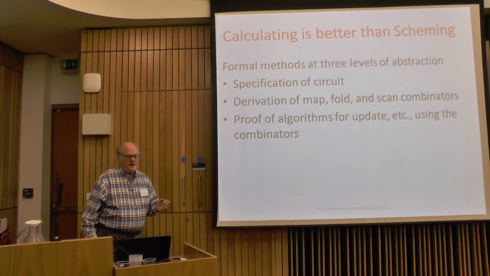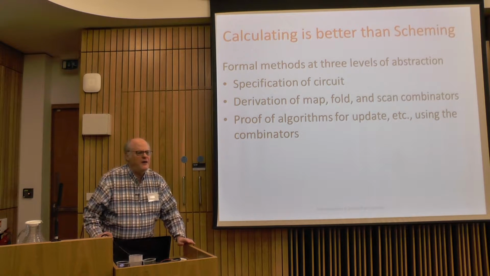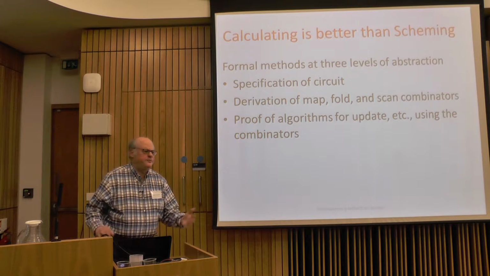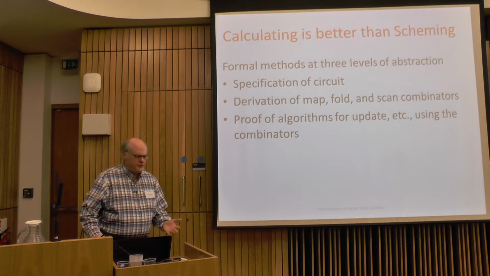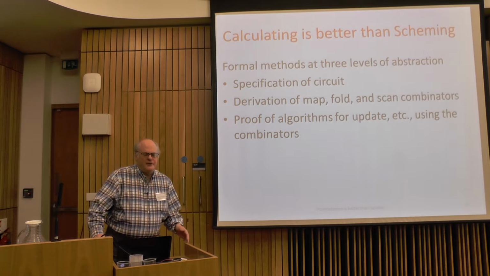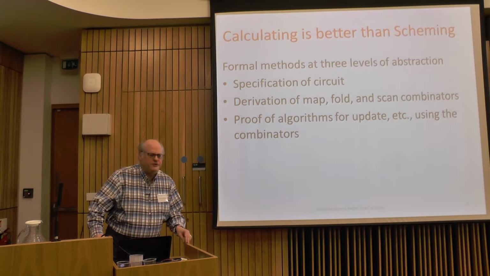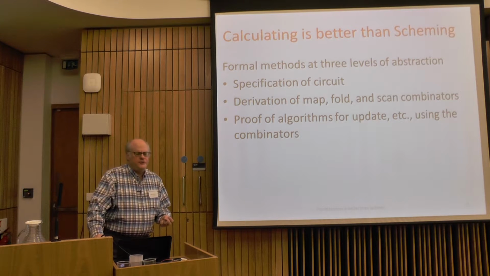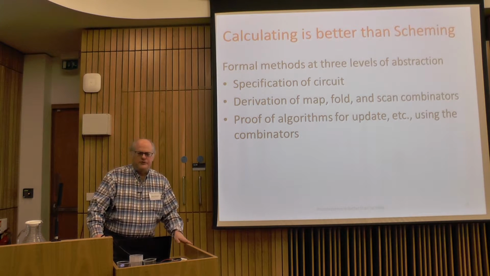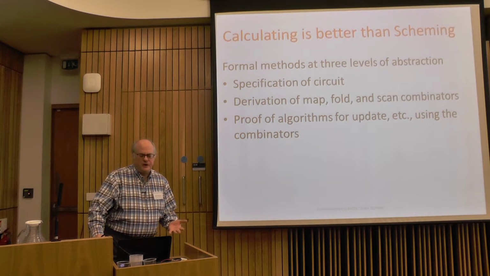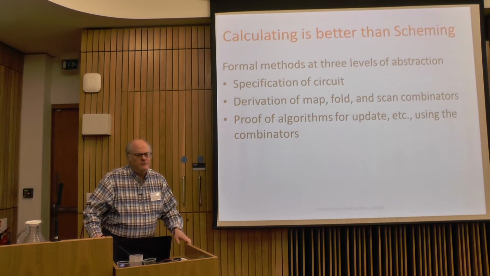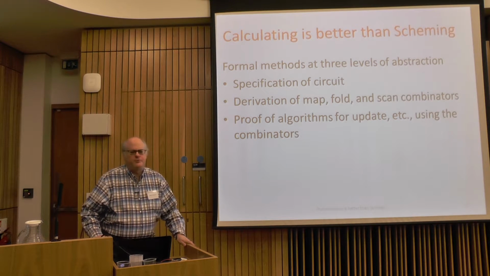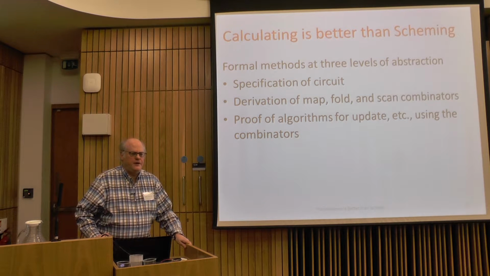Now, the system has 3 levels of implementation. There's a digital circuit, which is specified in a functional hardware description language. And then there is a set of algorithms on the circuit that implement a family of combinators. They are related to map, fold, and scan, but they're slightly special versions of map, fold, and scan.